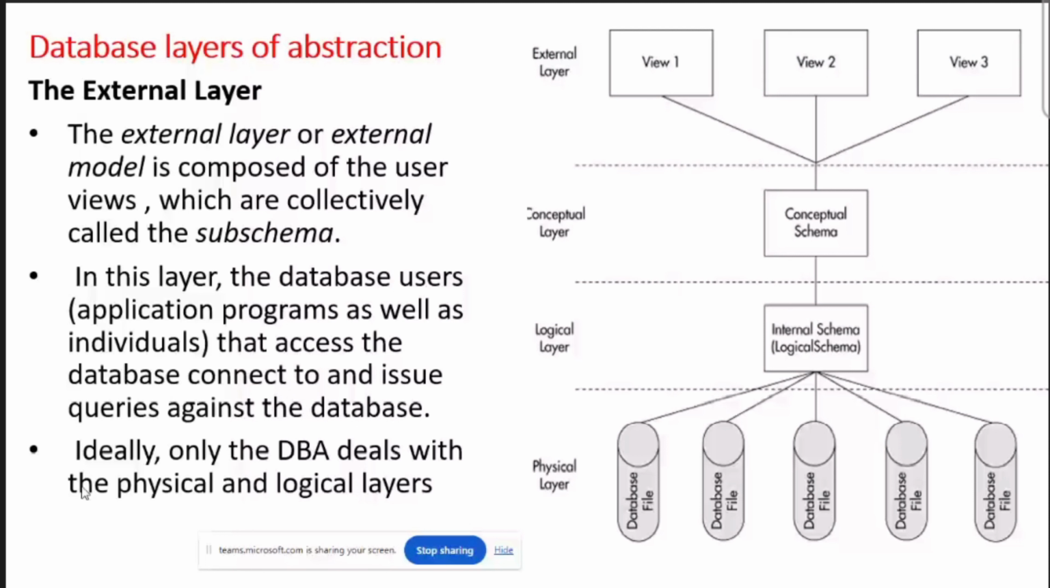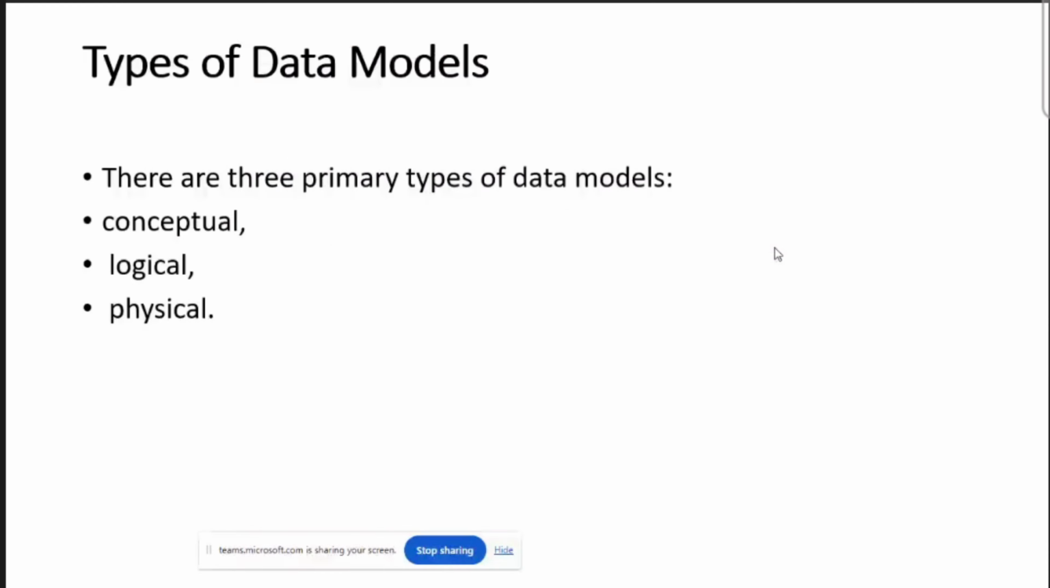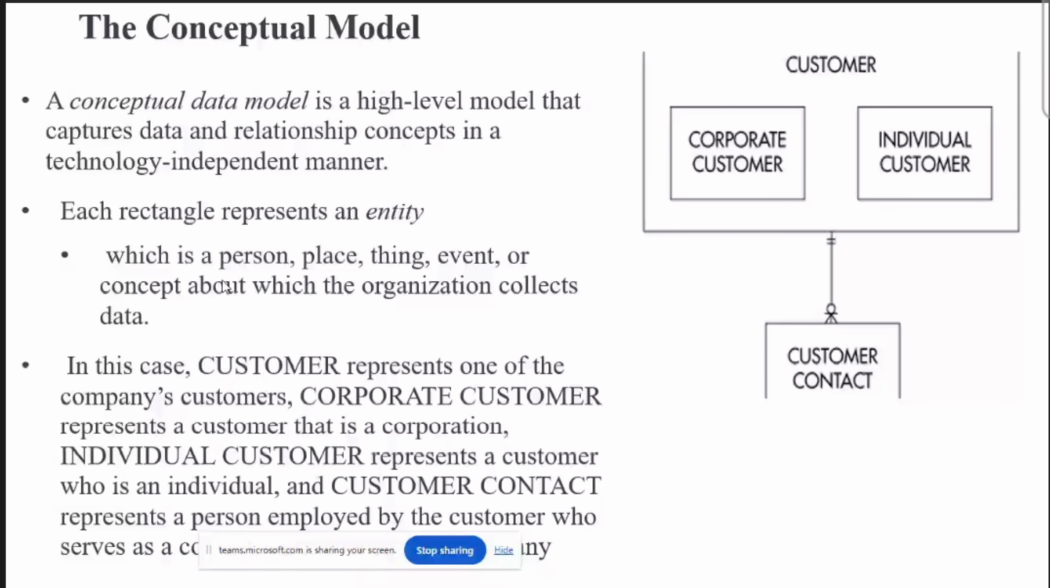So ideally, only the DBA deals with the physical and logical layers. The physical and logical layers implement the data system that the database analyst, architect, or designer has assembled. There are three types of data models that we know: conceptual, logical, and physical. The conceptual model is the high-level model that captures the data and relationship concepts in a technology-independent manner.